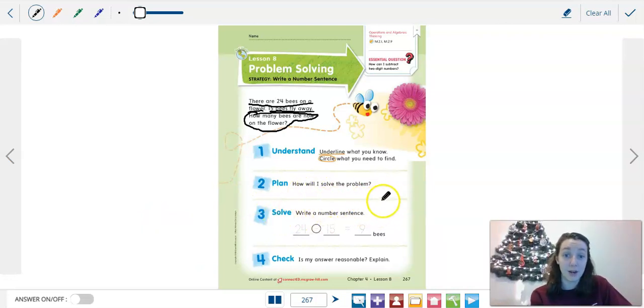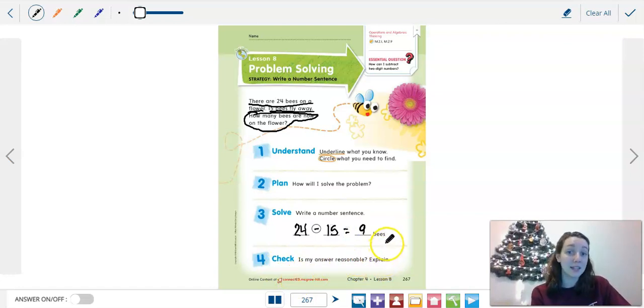So then solve, write a number sentence. All right, and we're going to have 24, and it's going to be a subtraction problem because the bees flew away. They're going away. So 24 minus 15, right, which, as you can see, is 9. Okay. Now the last part is to check. Is your answer reasonable? Explain.